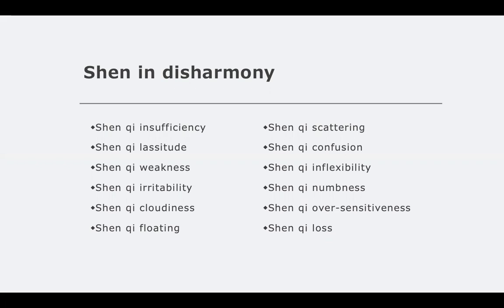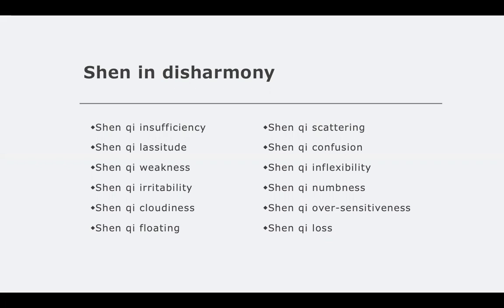So when we talk about the shen in disharmony condition, we always talk about the shen qi. Now we have to understand the shen qi here is the mental energy, psychological type energy. So totally we have 12 categories. Now we start from the shen qi insufficiency.